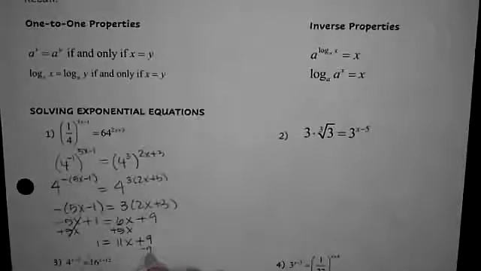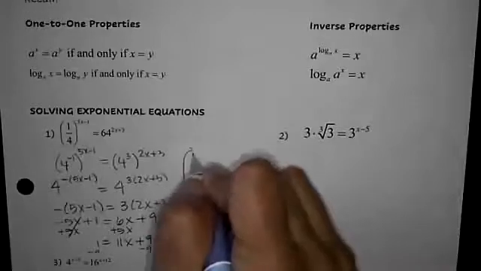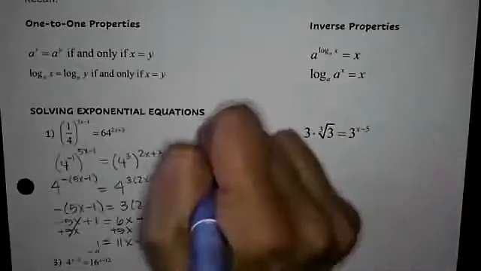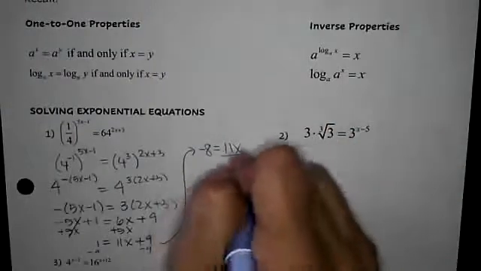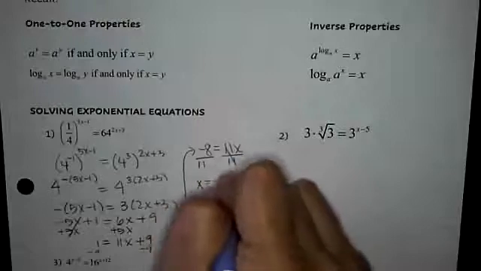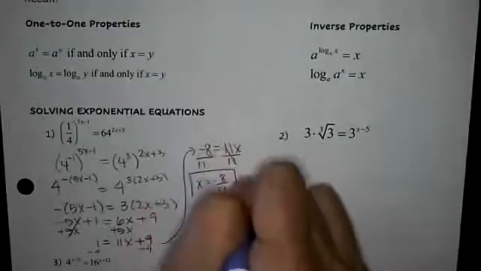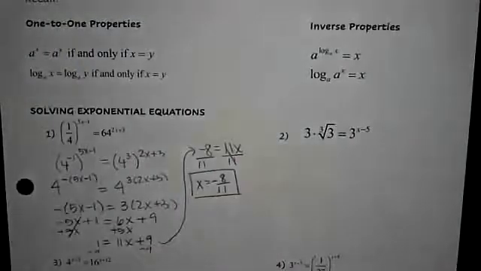We subtract the 9 to get it to the other side. And I've run out of space, so I'm going to come up here. And that gives us -8 is equal to 11x. We divide by 11. And so x is equal to -8 over 11. And we've just done that without a calculator.